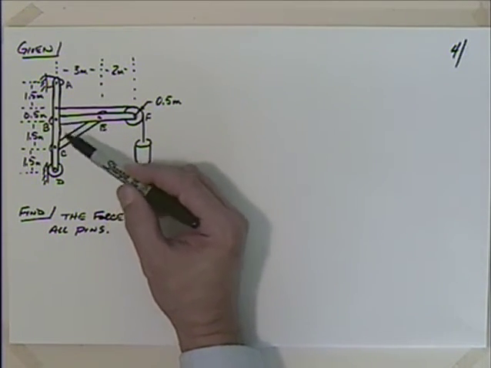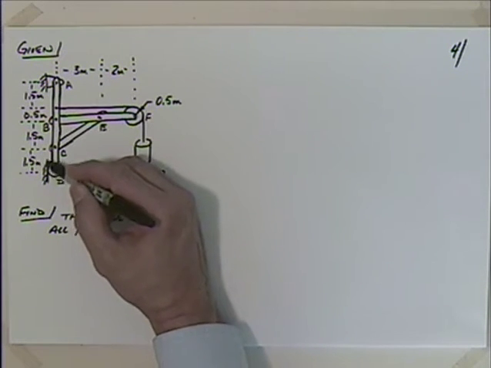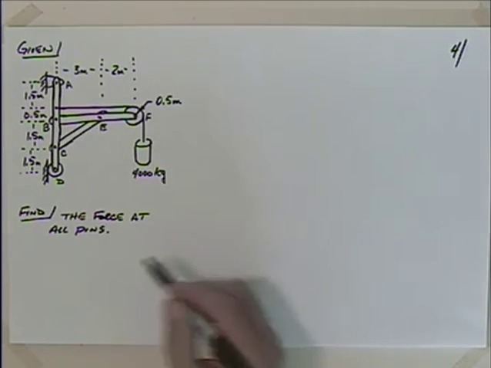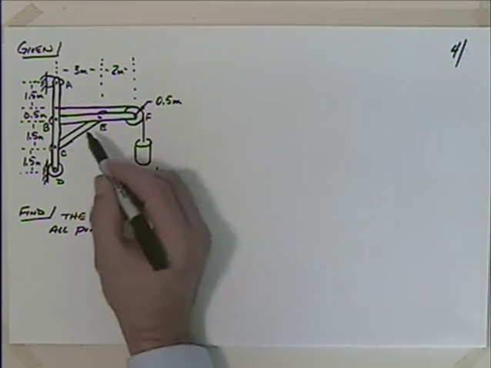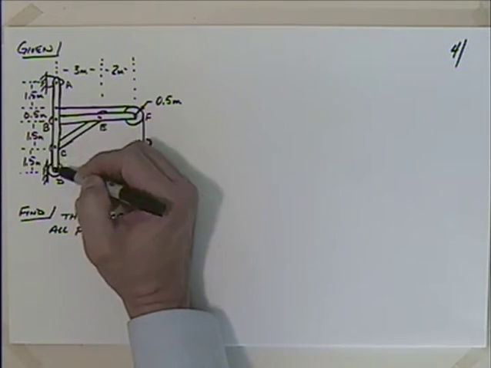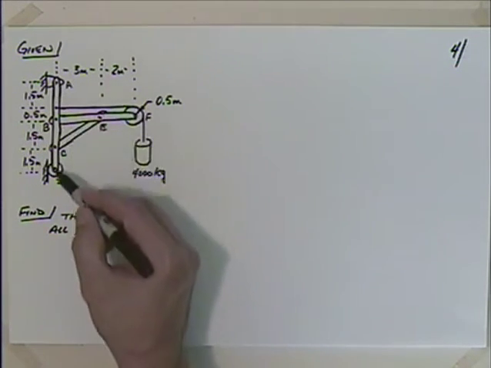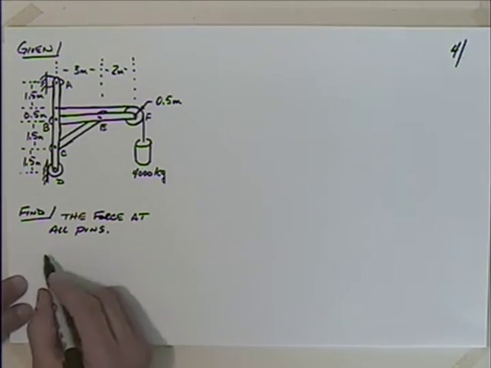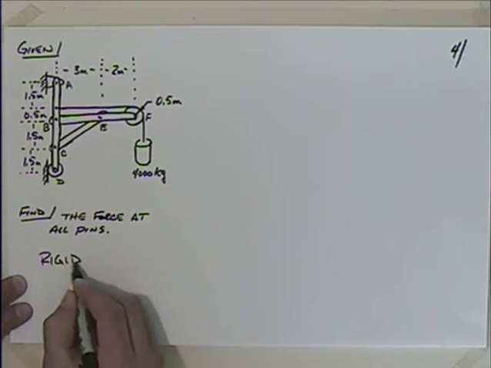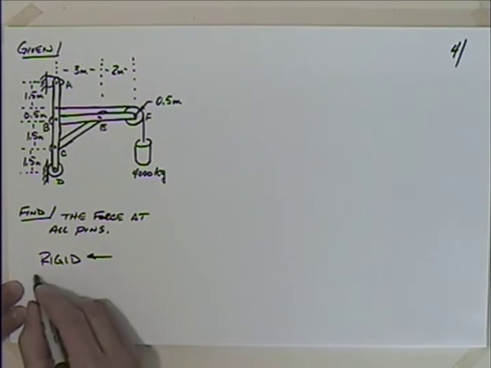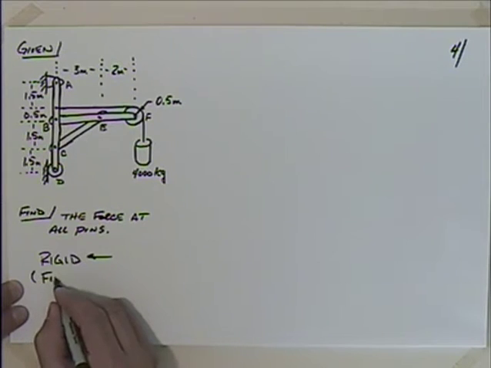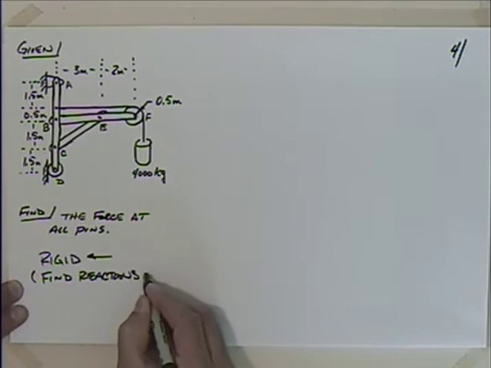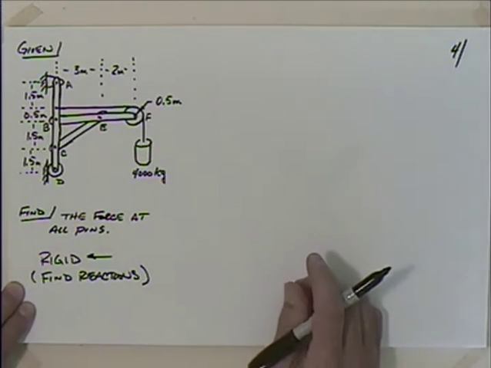So if we ask the question, is it rigid or non-rigid? If I remove the reaction here and I remove the reactions there, and you can imagine this thing falling down to the floor, the main structure here, the cable might get tangled up, but this main structure would retain its shape. So we're going to say that it's rigid. Okay? So it's rigid, so we're going to then find the reactions first.